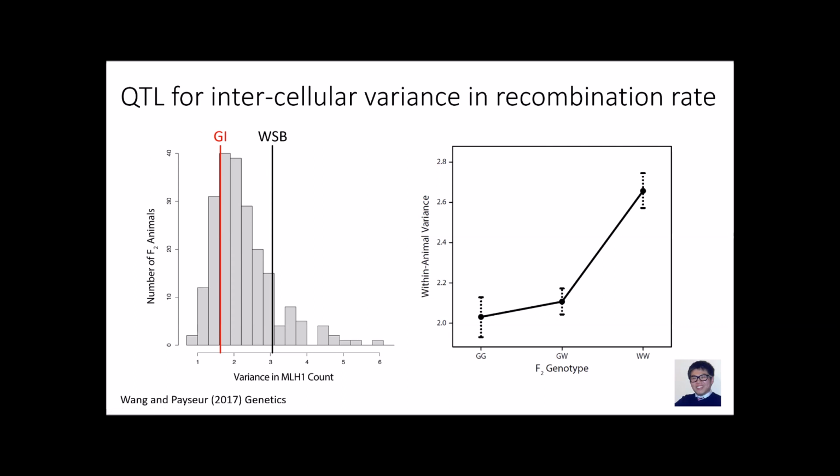You might ask, why would we be interested in this? Well, the recombination rate is a cellular trait, right? When I talk about there being an individual recombination rate, it's always an amalgamation of a bunch of different cells. And so thinking about the variation among cells might tell us something about the process of how recombination rate is evolving. So here's the distribution on the left of that variance in the total number of crossovers. And you can see that Gough Island mice have on average less intercellular variance than WSB, the mainland strain.